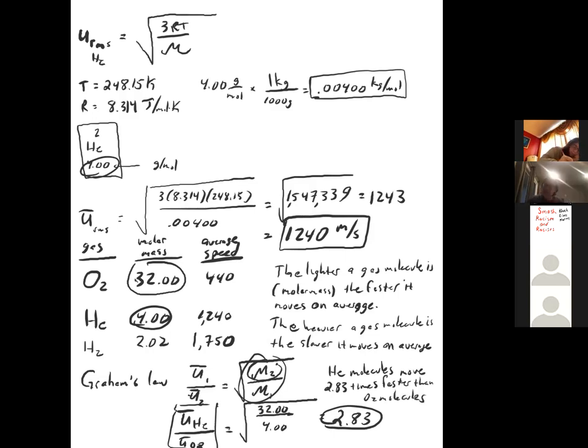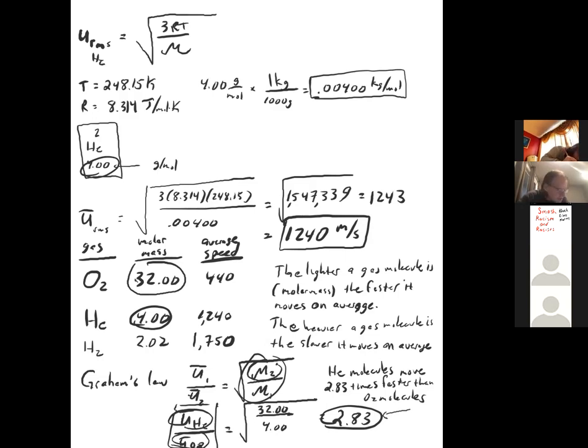It's a very simple equation. I didn't need to do any conversions. I didn't need to convert it to kilograms per mole or use R or use the temperature. What this shows is that the heavier something is, the slower it moves. So helium is lighter, so it moves faster. Oxygen is heavier, it moves slower. And this allows you to calculate how much faster the lighter one moves than the slower one.